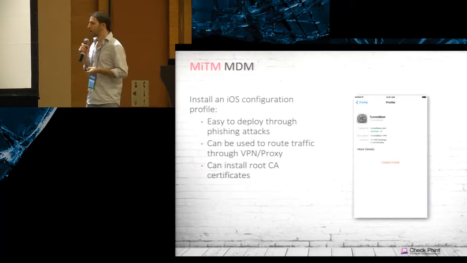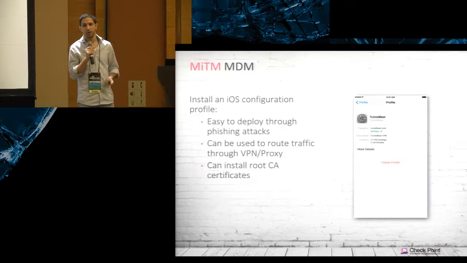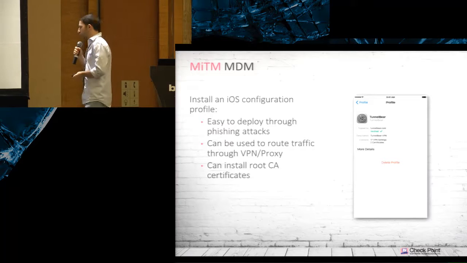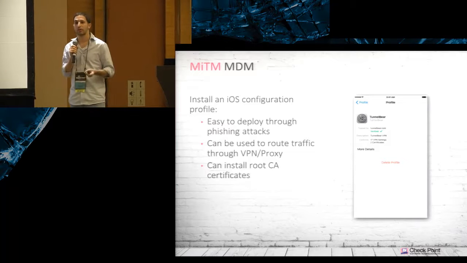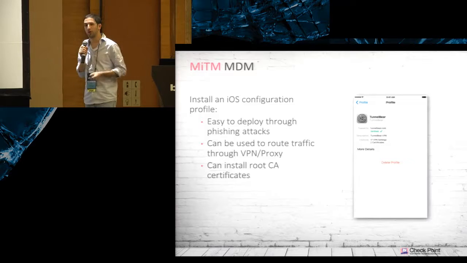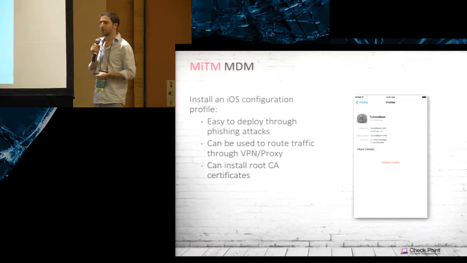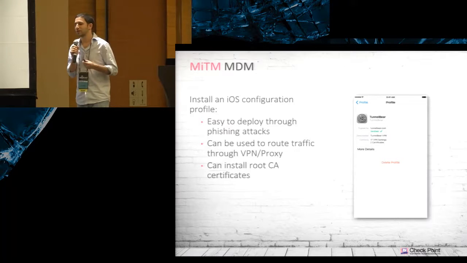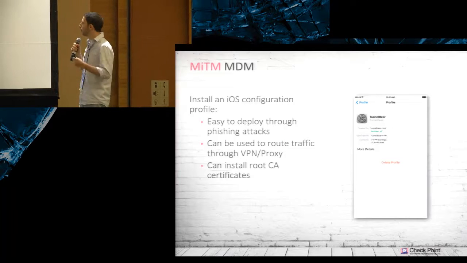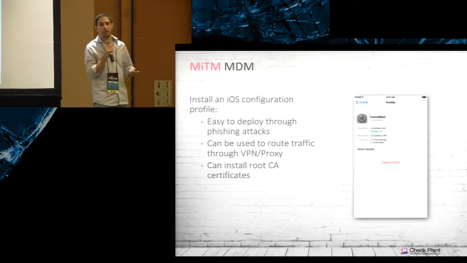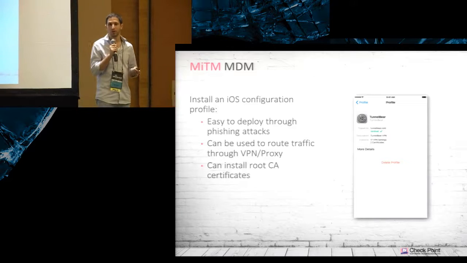When the device loads this XML file, it displays to the user a very easy set of screens that allow them to deploy the settings. This is so easy that mobile carriers sometimes use it to deploy APN settings on the device through a text message. And when you connect to a Wi-Fi, sometimes you are asked to install a configuration profile to use the Wi-Fi. An attacker can use the configuration profile, because it's so easy, to do a phishing attack and install a malicious configuration profile that will route all of the traffic through a VPN or a proxy to its own malicious server, and a root certificate that will allow him to decrypt the traffic.